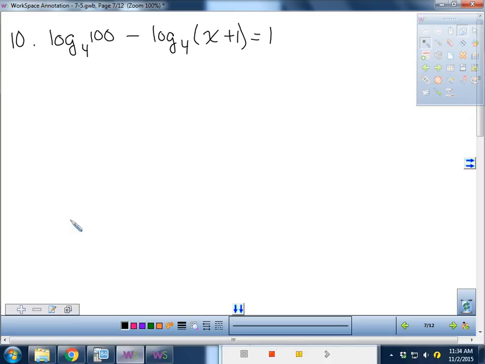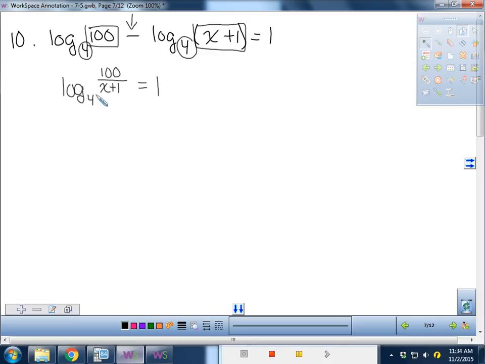Number 10. So my first order of business is I notice that I have 2 logs. So I want to try to rewrite that as 1 log. I notice that they both have a base of 4. I am subtracting, so I can rewrite this as log base 4 of 100 divided by x plus 1. And then on the right-hand side, I just have 1.